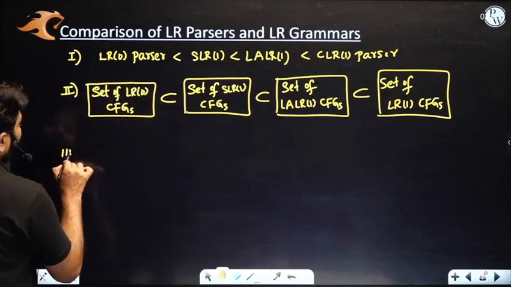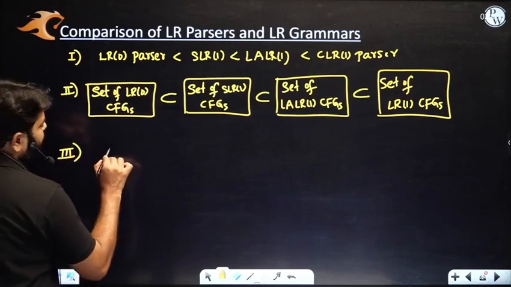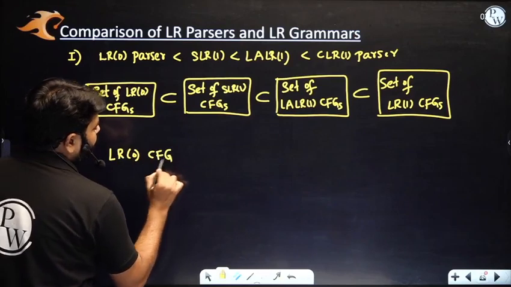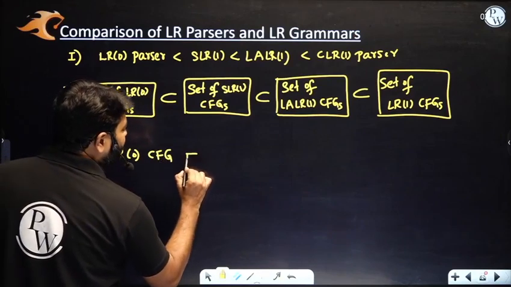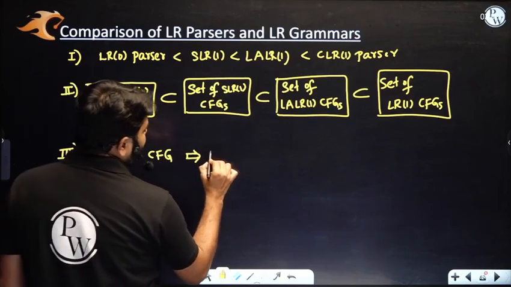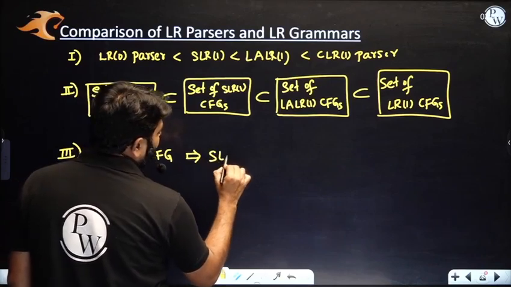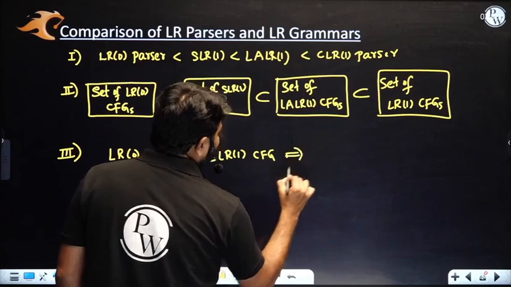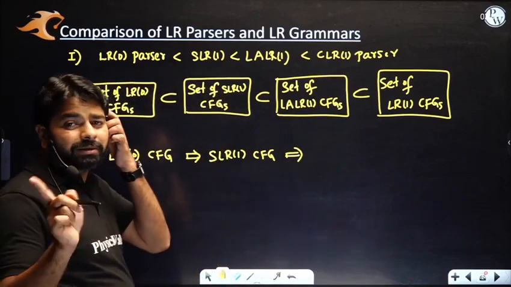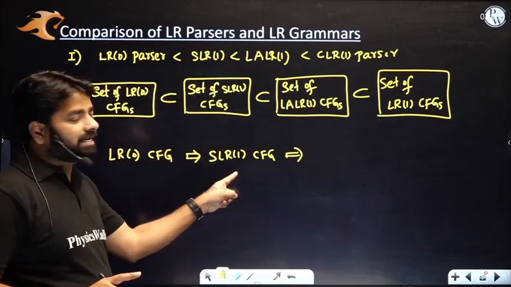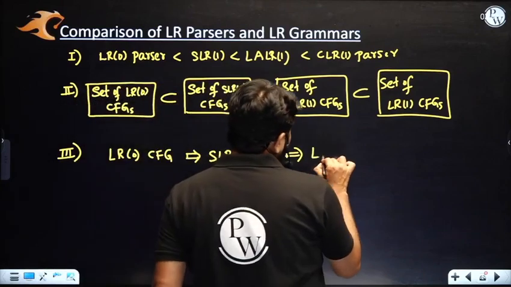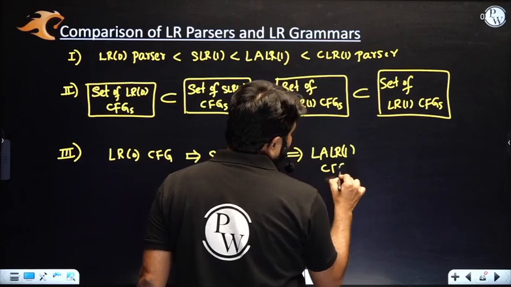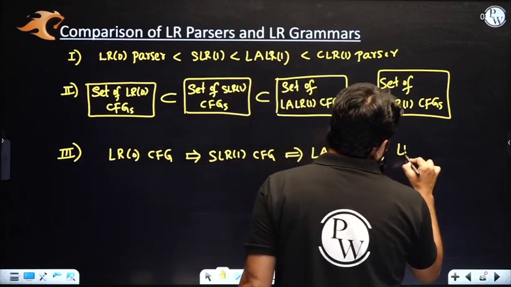And the third one: if you are only talking about one grammar, you can say an LR0 context free grammar implies an SLR1 grammar. Remember, use "is"; don't use the word subset here. It is SLR1. Every SLR1 is LALR1. This is one context free grammar I am talking about, and that implies an LR1 grammar.